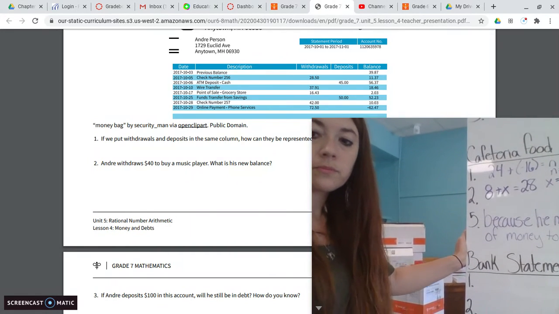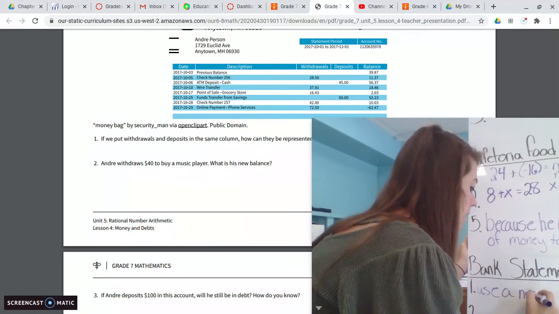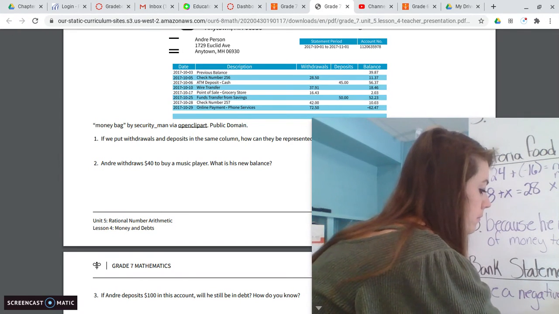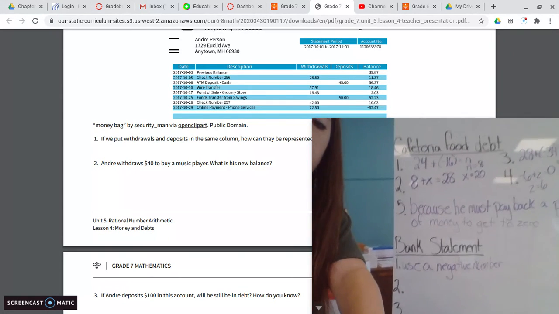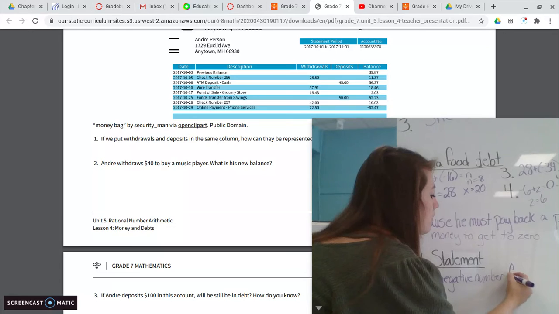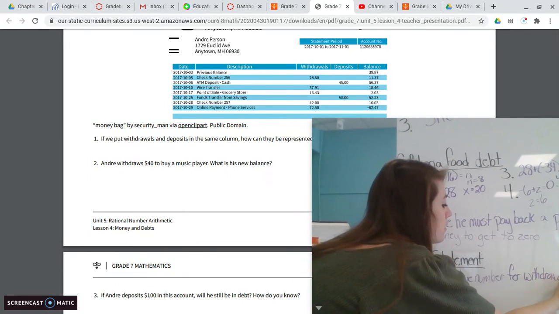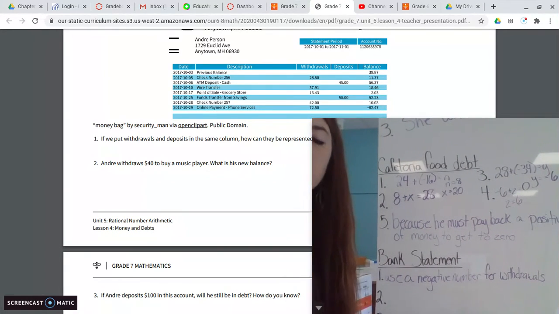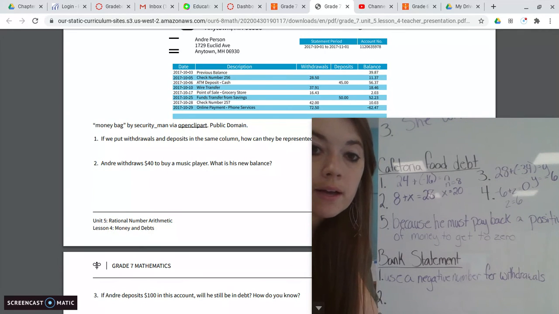So maybe use a negative number for withdrawals. So anytime we're withdrawing money, that's when we're taking money out of our account. Rather than if we're making a deposit, that's when we're adding money to our account.